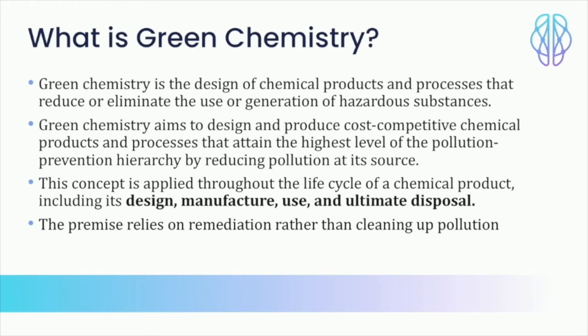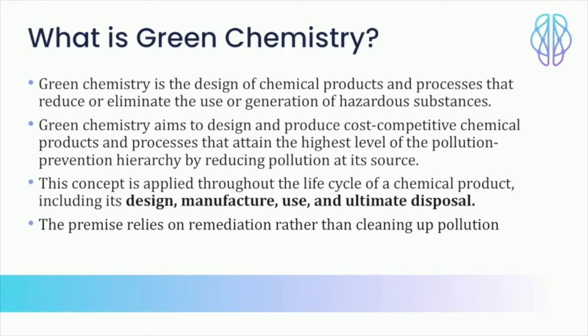We apply the concepts of green chemistry when we're actually making chemical products, such as ammonia in the Haber process, for example. Green chemistry minimizes the hazardous substances at the source. So we're trying to make the process of making the chemical product as green as possible, minimizing the amount of hazardous reagents, solvents, and products that we actually use and make, right?